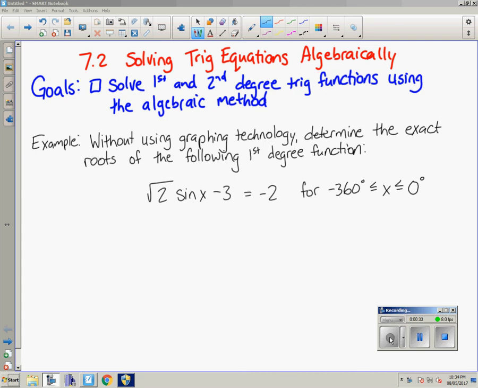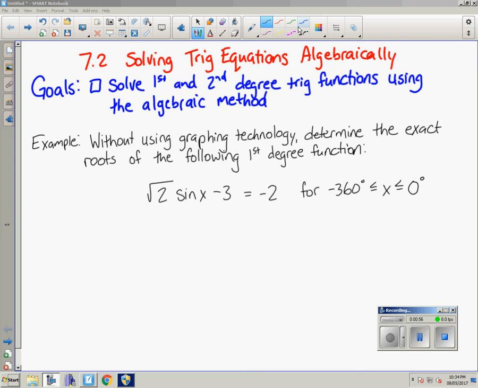Okay? So the first question we've got here says, without using graphing technology, determine the exact roots of the following first degree function. And the function is square root of 2 sine x minus 3 is equal to negative 2, for negative 360 degrees is less than or equal to x, which is less than or equal to 0 degrees.